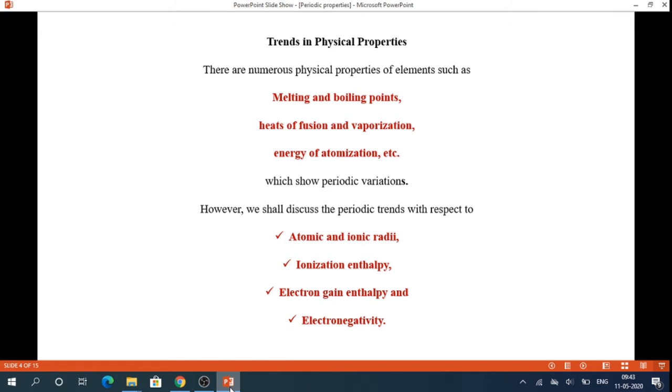What are the trends in physical properties? There are numerous physical properties of elements, such as melting point and boiling point, heat of fusion and vaporization, energy of atomization, etc., which show periodic variation. However, we shall discuss the periodic trend with respect to atomic and ionic radii, ionization enthalpy, electron gain enthalpy and electronegativity.